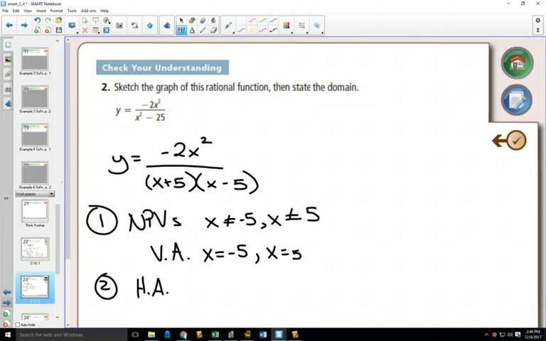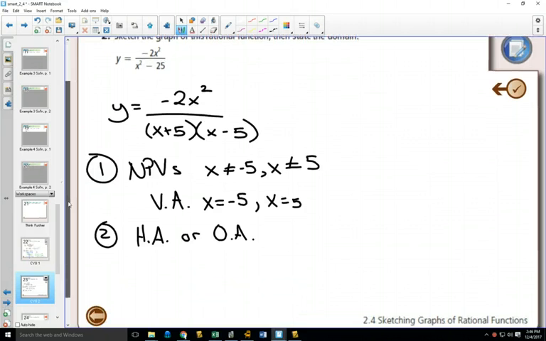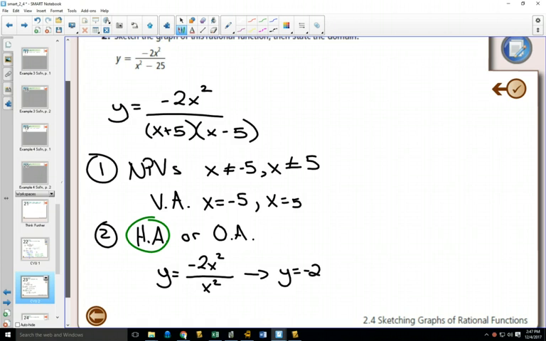Are we going to have horizontal asymptotes or oblique asymptotes? Horizontal. Again, the way that you can tell, or maybe you're used to saying, hey, if the degree on the top is the same as the degree on the bottom, I always have a horizontal asymptote. Or you can just look at the highest power, in this case x squared. We have -2x squared on top. We have a positive 1x squared on the bottom. This simplifies to y equals -2, and that will be your horizontal asymptote.